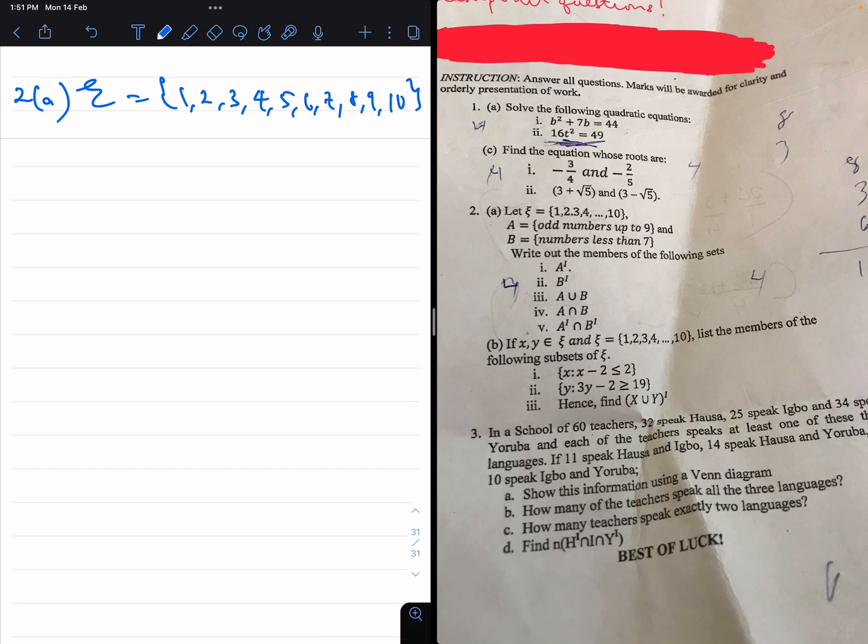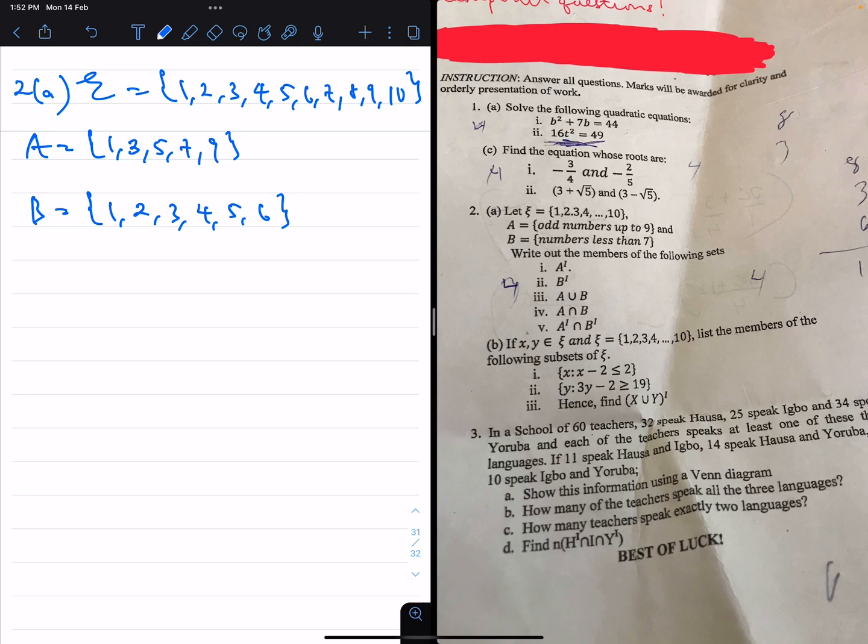And set A has elements which are odd numbers up to 9, and those will be 1, 3, 5, 7, 9. Set B has elements which are numbers less than 7, and those are 1, 2, 3, 4, 5, 6. Now write out the members of the following sets.